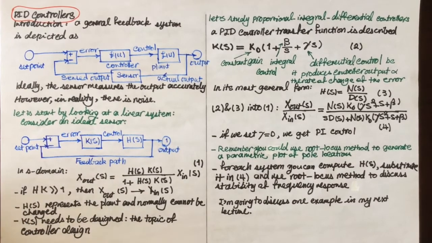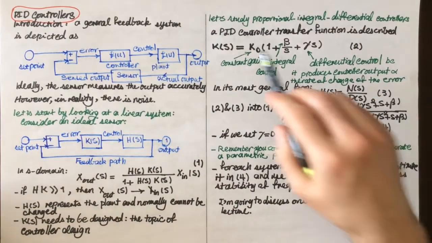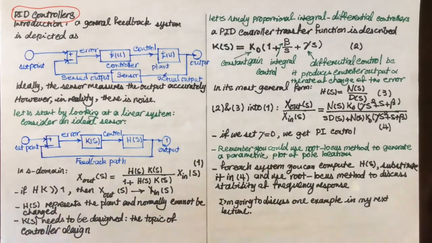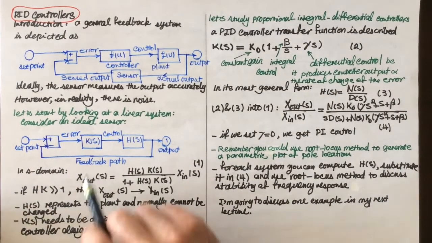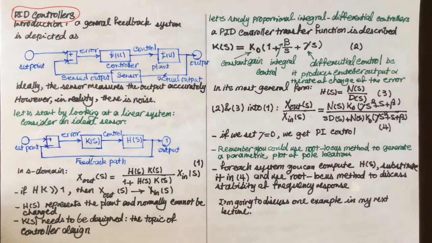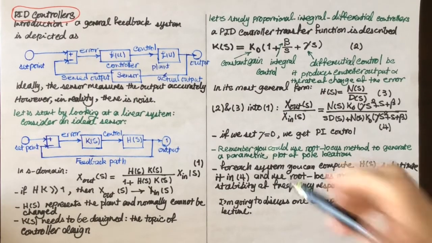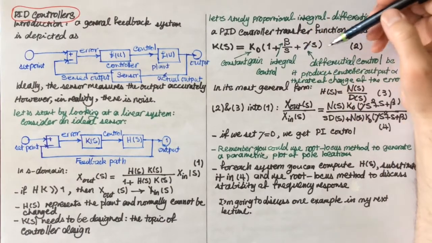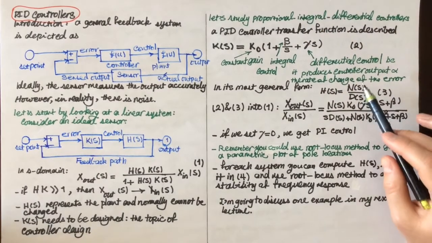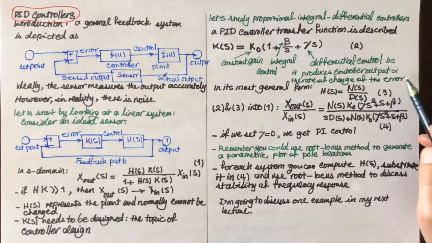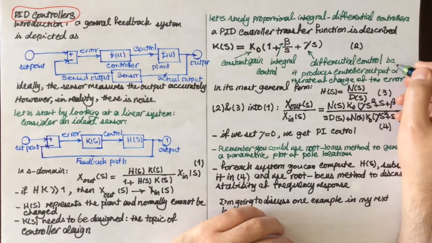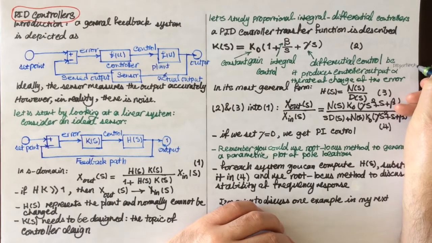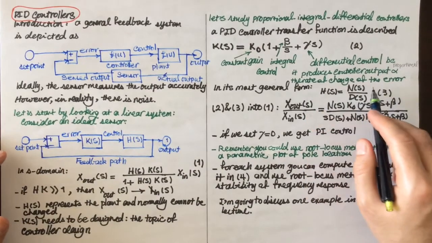So we have all these methods to design controllers, and that's what we're going to discuss. So let's say in this lecture, I'm going to go directly to PID controllers. So let's study proportional integral differential controllers. That's where the PID comes from. A PID transfer function in S domain, K(s), is K0 (1 + beta/s + gamma s). So you have simply a constant gain, and then you have this term, which represents an integral control. And you have this term, which represents differential control, because it produces controller output proportional to the rate of change of the error.